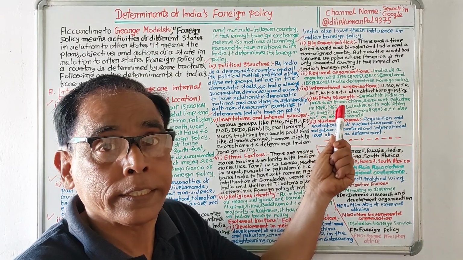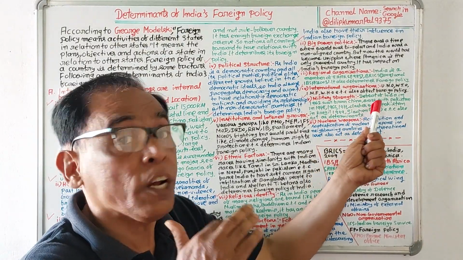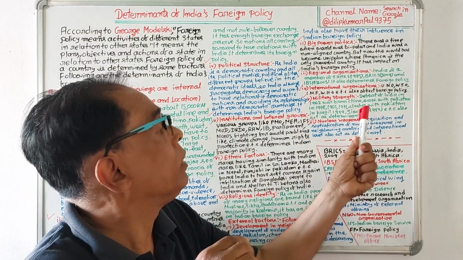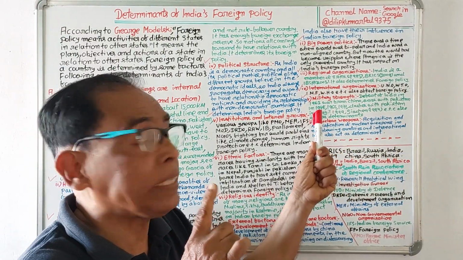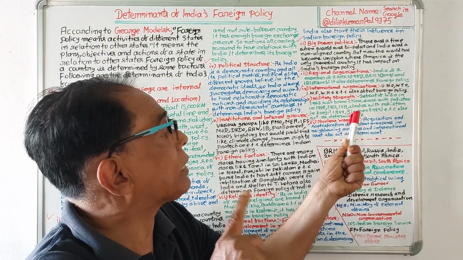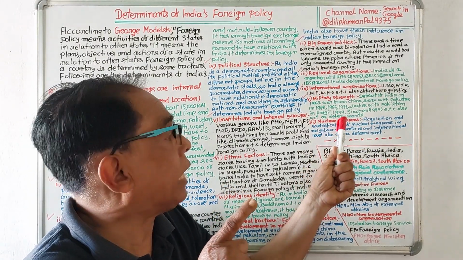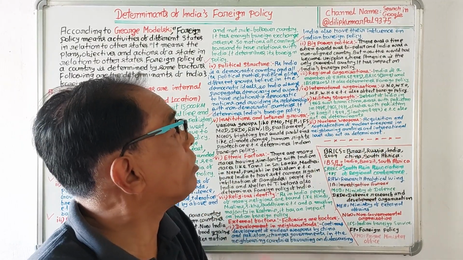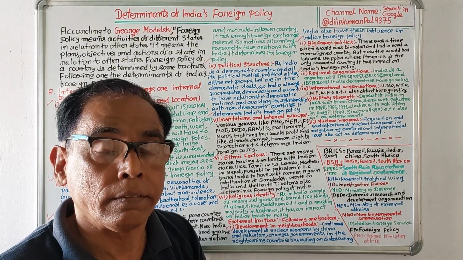Then military strength. Defeat of India in the 1962 war from China, war with Pakistan in 1948, 1965, 1971, then clashes with Pakistan in Kargil 1999, Siachen 1984, etc. also acted as determinants of India's foreign policy.